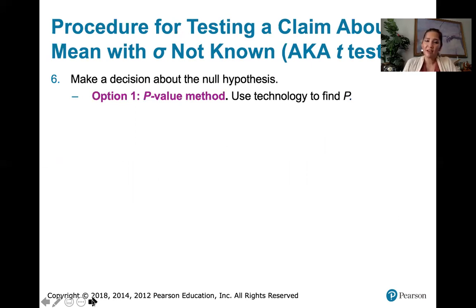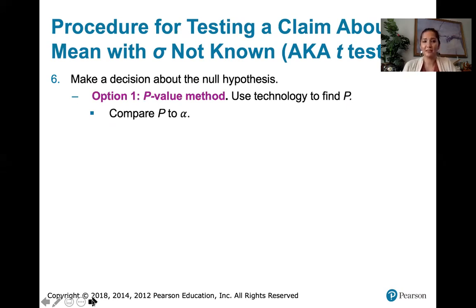Now, the p-value method has this one downside. In order to find p, we're going to have to use technology. That's because we're using the student t-distribution, and the student t-distribution is different for different sample sizes. So if I want to find that p-value, which corresponds to an area in one tail or possibly the sum of areas in two tails, I'm going to need to use technology to find that, because every student t-distribution is different depending on the sample size.